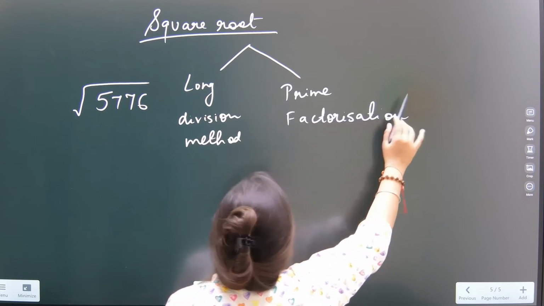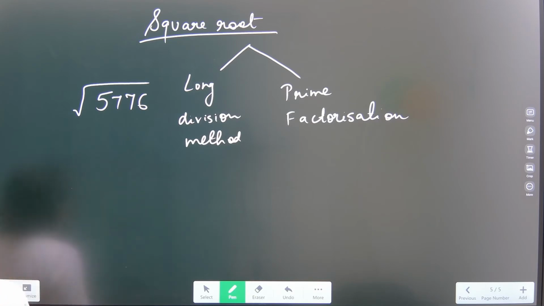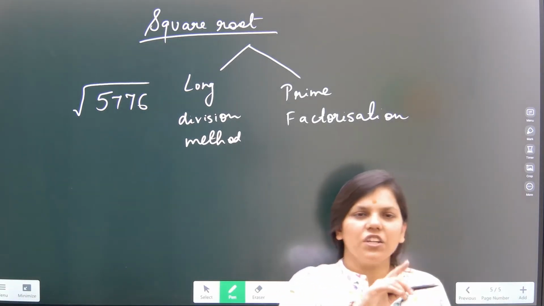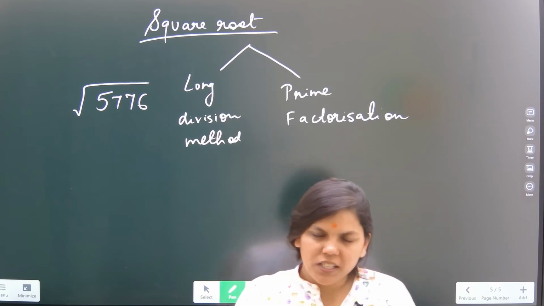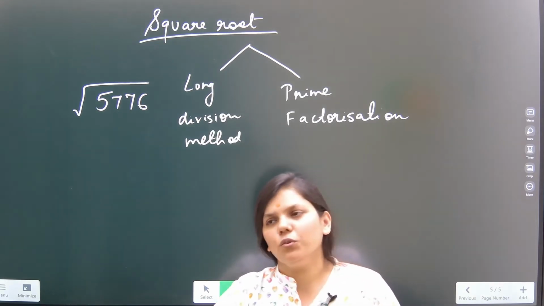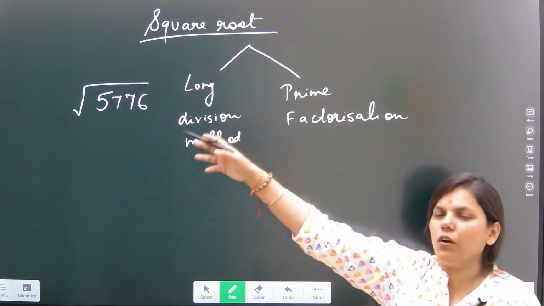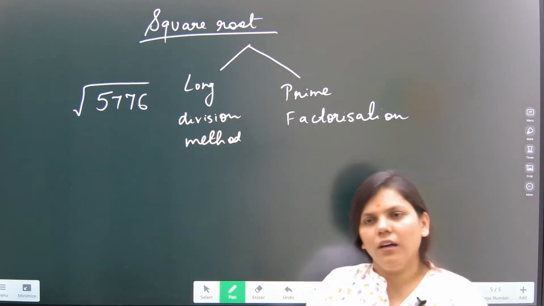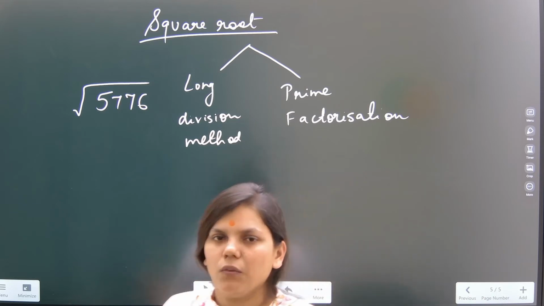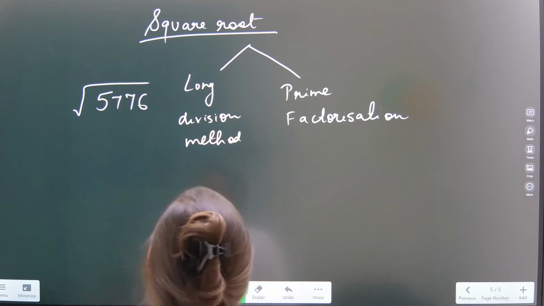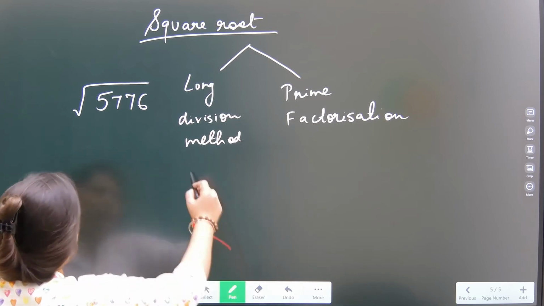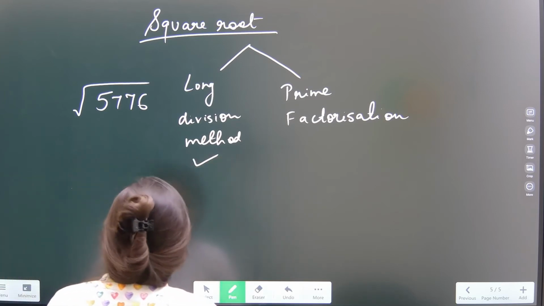Either of the methods can be used to find the square root unless it is mentioned in the question. If it is given in the question that you have to use the prime factorization or the long division, only then you are restricted to one method, else you can use any one of them. So now, first I will solve it with long division.